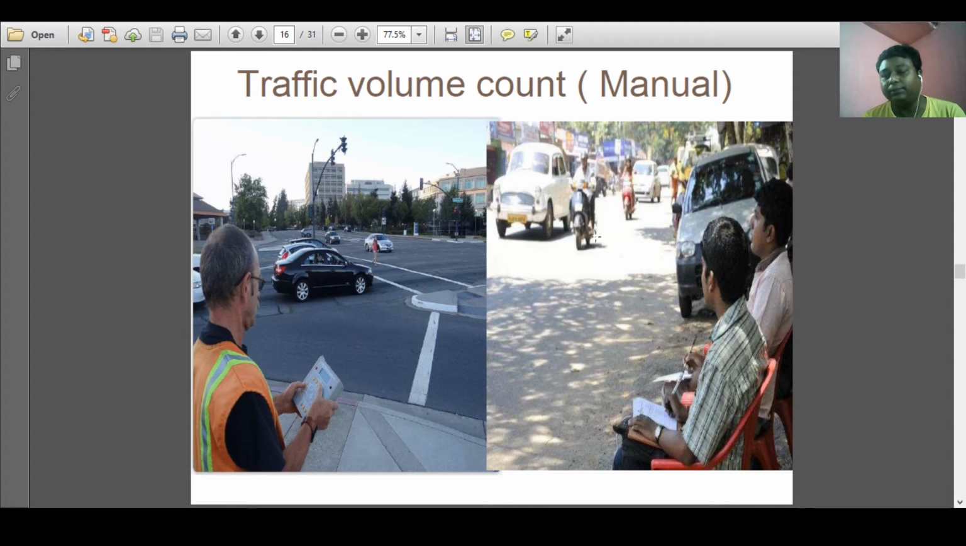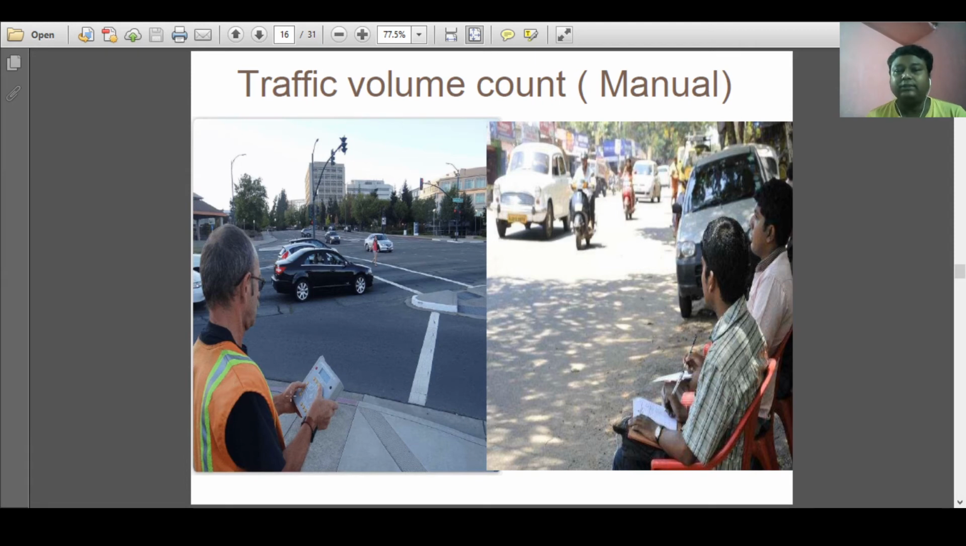Suppose, for example, if there is one two-wheeler, we convert it into PCU by multiplying by 0.5. Suppose 10 two-wheelers are moving straight, then in the straight direction we multiply these 10 two-wheelers by 0.5, and from that we get a 5 PCU value for the two-wheelers. In the same way, for buses, trucks, and auto rickshaws, a different PCU value is given.